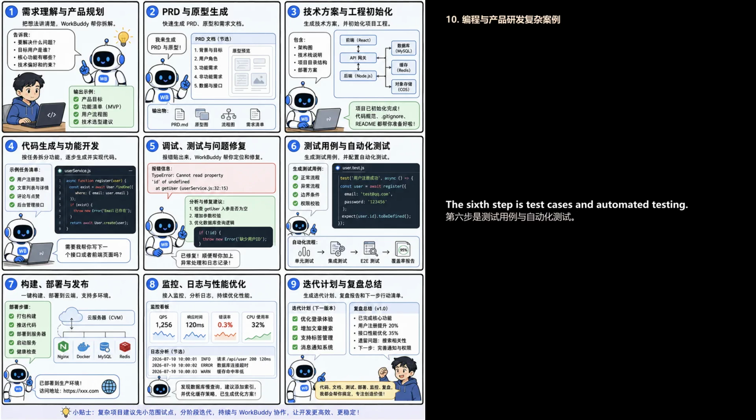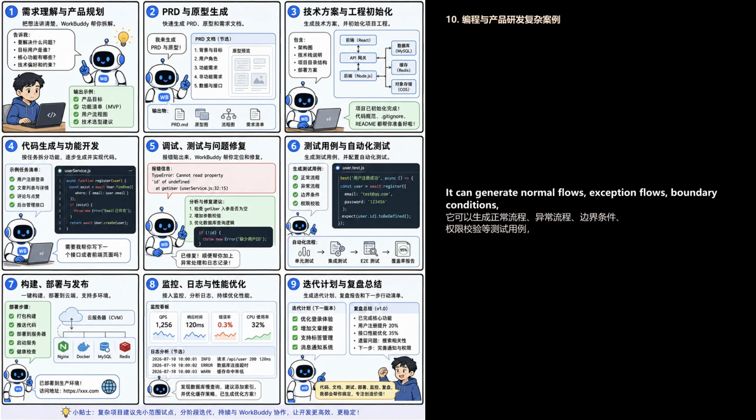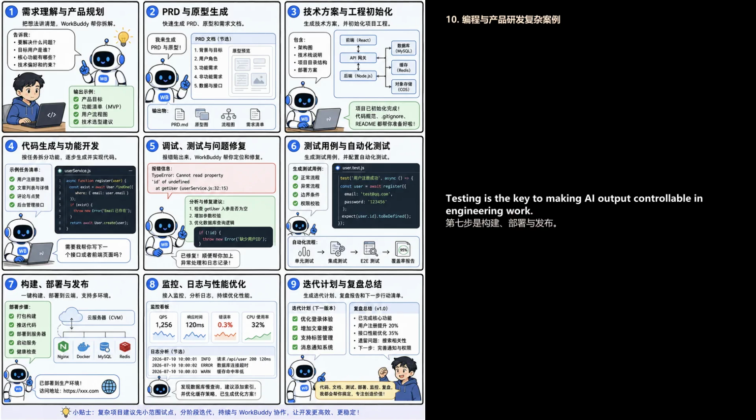It can generate normal flows, exception flows, boundary conditions, and permission tests, then configure unit tests, integration tests, end-to-end tests, and coverage reports. Testing is the key to making AI output controllable in engineering work.